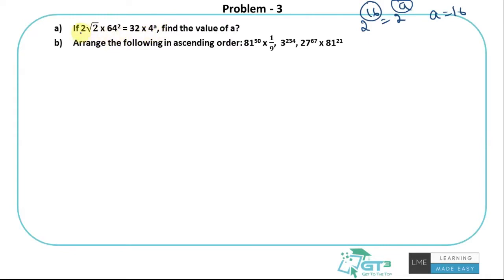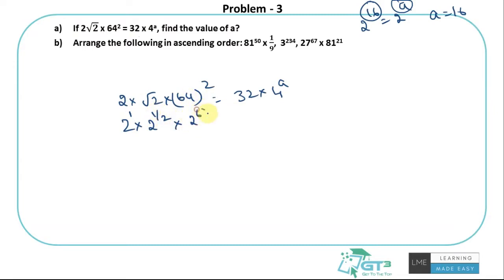So let me convert everything into 2. What is 2 root 2? 2 into root 2 into 64 square is 32 into 4 power a. So 2 is 2 power 1. Root 2 is, as I said, 2 power 1 by 2. 64 is 2 power 6, the whole squared. 32 is 2 power 5. 4 is 2 power 2, the whole power a.